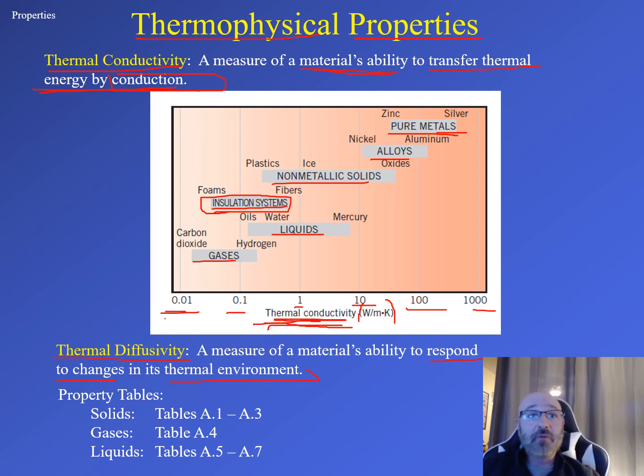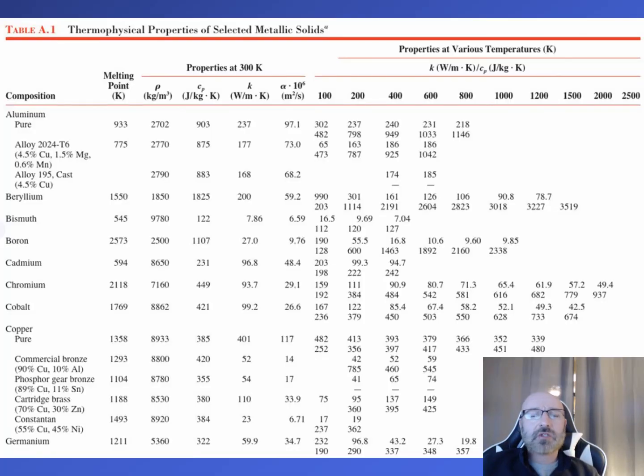And then if we're talking about our thermal diffusivity here, we can go to the tables back in our textbook. They have a separate one for solids, gases, and liquids. If we're dealing with solids, these are tables A1 through A3. If we're dealing with gases, this is table A4. And if we're dealing with liquids, this is tables A5 through A7 in the appendices of our book. So I'll show briefly a couple of these tables so you can see what they look like and what properties you can get from them.